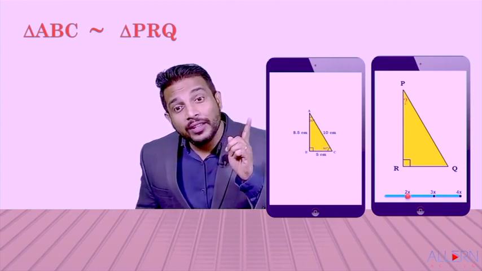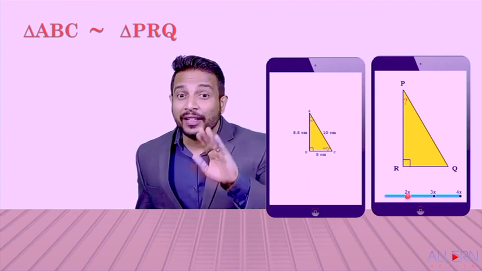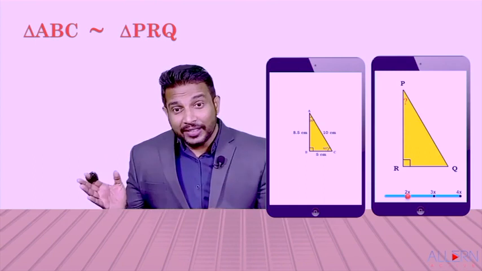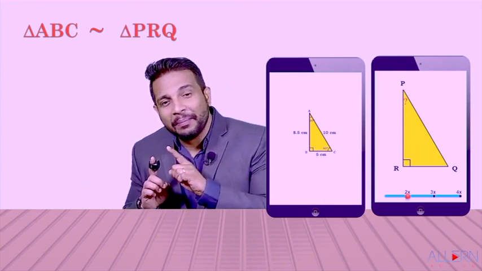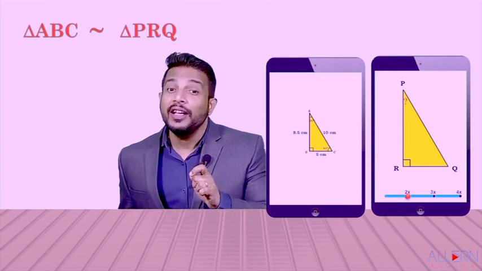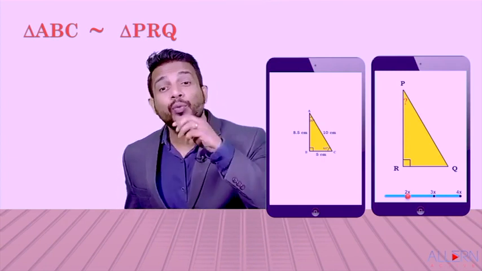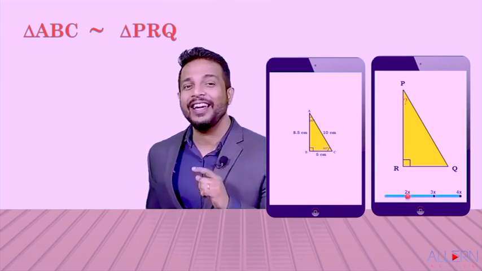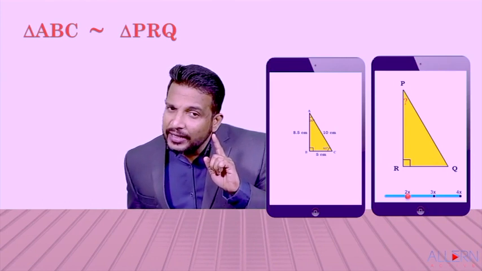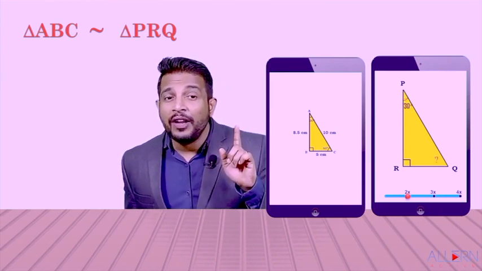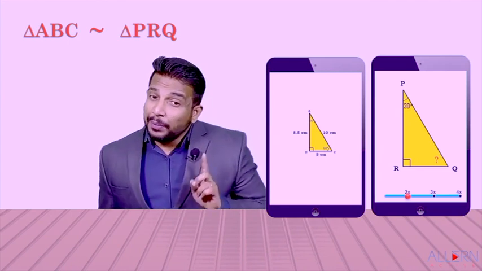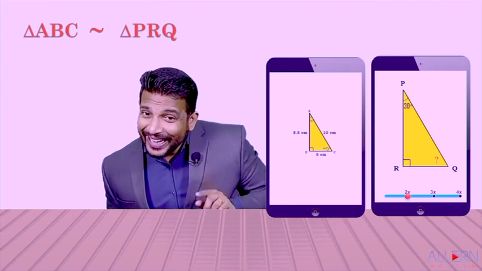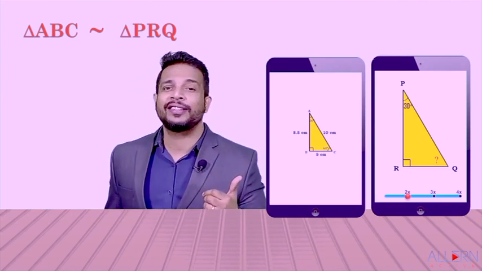Why? Because here the shapes remain intact. Shapes are the same. Remember, shape is determined by the measurement of the angle. If angles remain the same, then only the shape will remain the same. Since the shape remains the same, angles would remain the same. It will not be doubled like the sides. This is very important. Here, angle A is 30 degree, so angle P will be 30 degree. Angle B is 90 degree, so angle R will be 90 degree. Angle C is 60 degree, so angle Q is 60 degree.